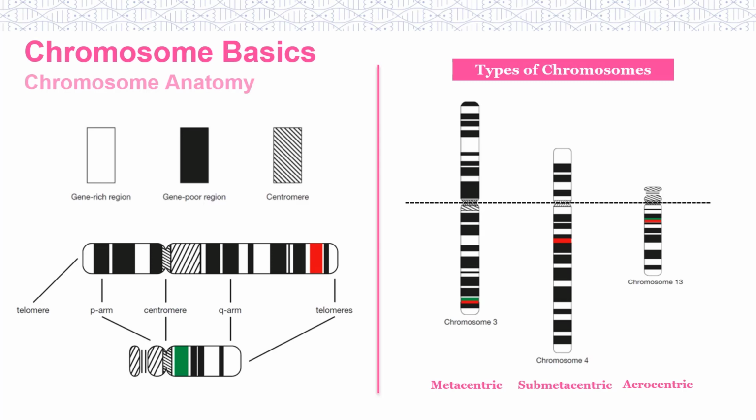Submetacentric chromosomes, on the other hand, have their centromere slightly offset from the centre, as you can see in chromosome 4, which leads to a slight asymmetry in the length of the 2 arms. Acrocentric chromosomes have a centromere which is considerably offset from the centre, leading to a long Q arm and short satellited P arm, such as that in chromosome 13.